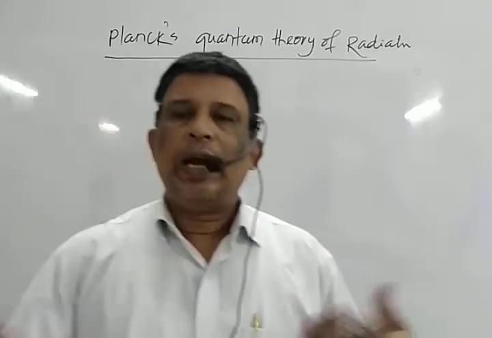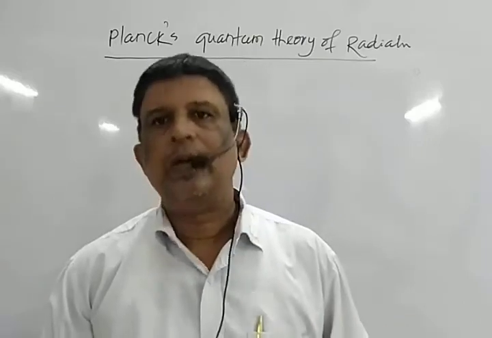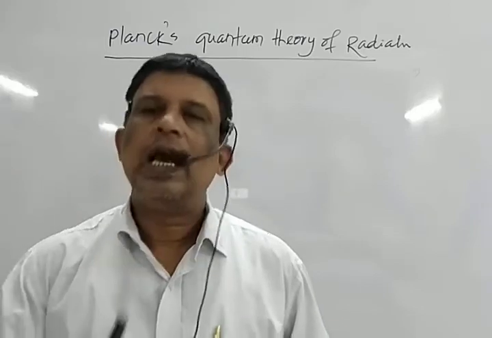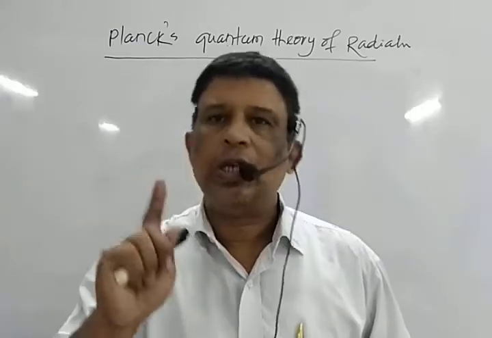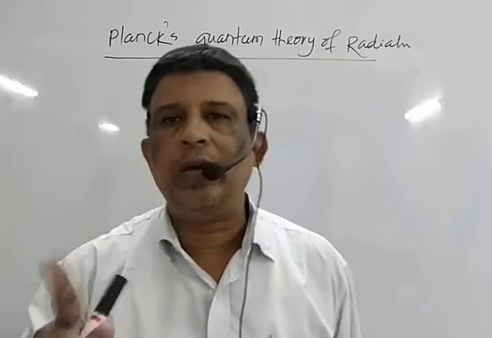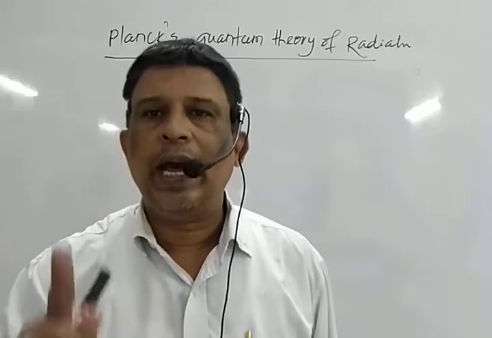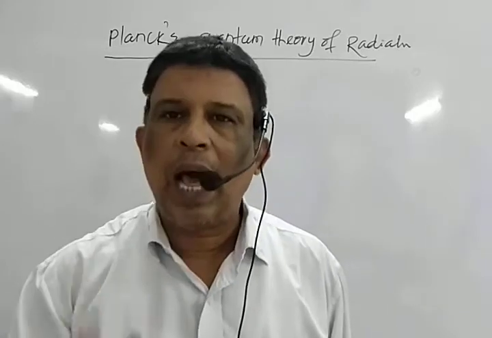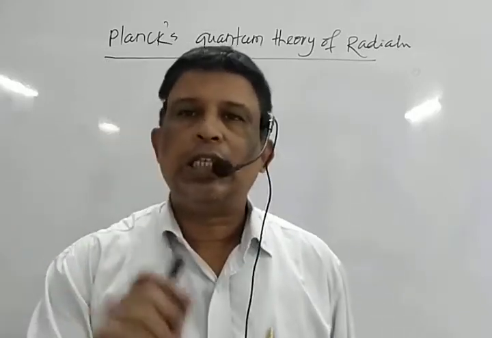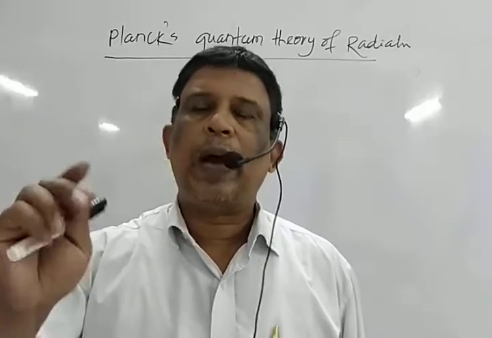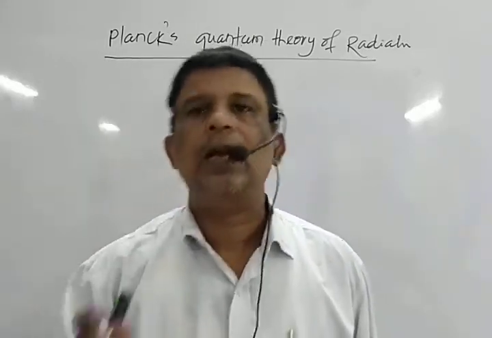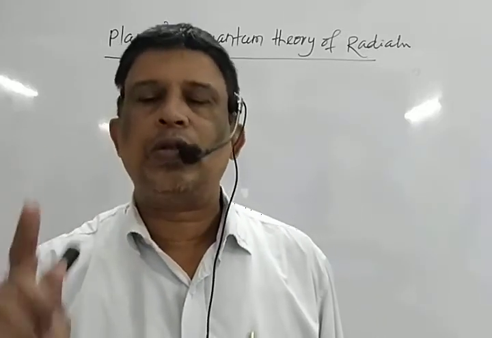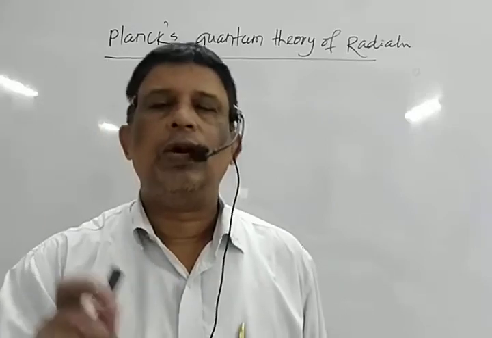And next point, the energy that is emitted or absorbed is directly proportional to the frequency of radiation. That is, E is the energy, nu is the frequency, E proportional to nu, or E is equal to h nu. Small h is a constant known as Planck's constant. Its value is 6.625 into 10 to the power minus 27 erg second, or 6.625 into 10 to the power minus 34 joule second. That is E is equal to h nu.